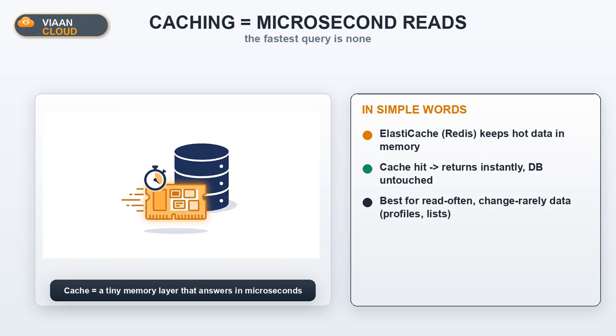Sometimes the fastest database is the one you don't query at all, and that's caching. A cache, like Amazon ElastiCache running Redis or Memcached, keeps a small copy of your hottest data in pure memory, so reads come back in microseconds instead of milliseconds.